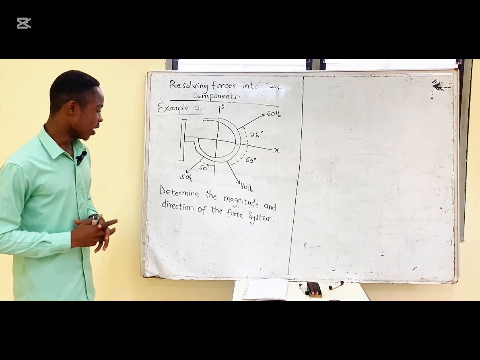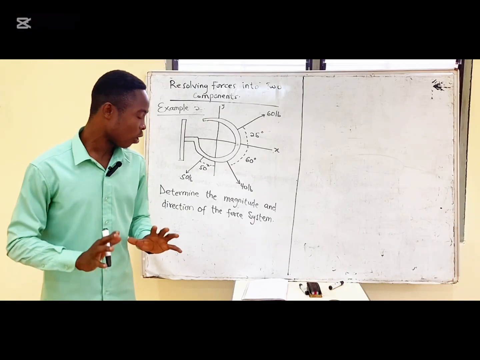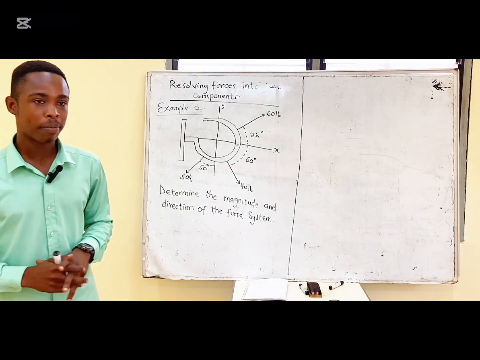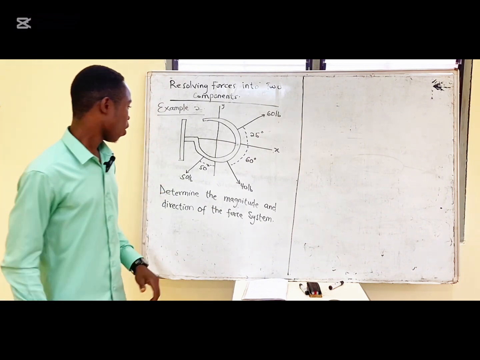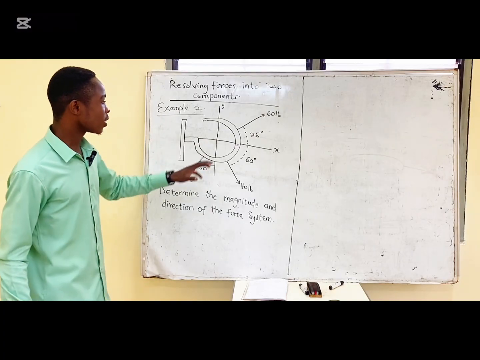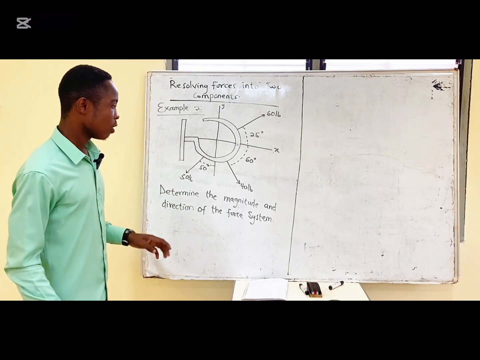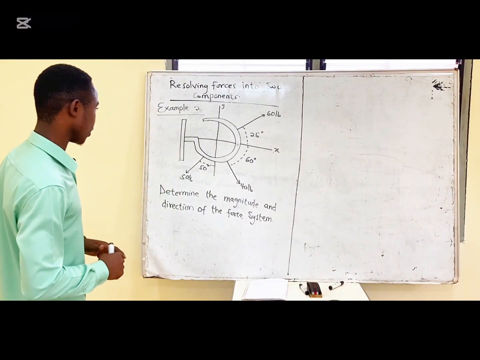Now the question says, determine the magnitude and direction of the force system. We have to determine the magnitude and the direction of this particular force system. These force systems are concurrent forces. That means they pass through a common point.